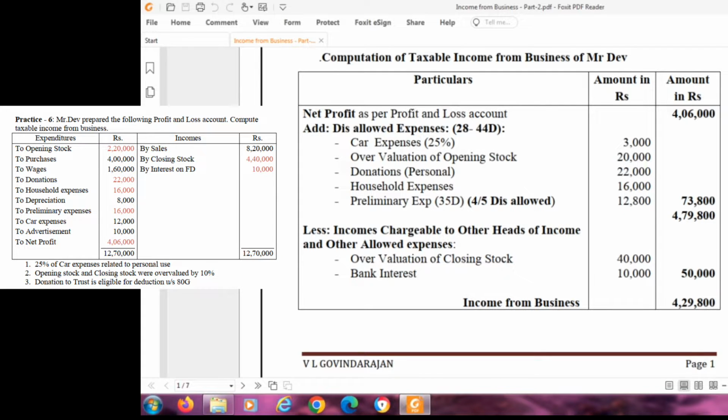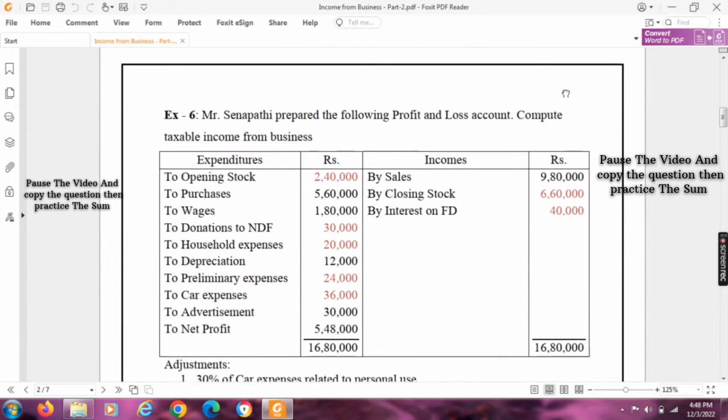Now the credit side, sales, business nature. Closing stock we already covered. Interest on FD, fixed deposit, that was income from other sources nature, so that should be deducted here. Okay. So balancing it, the actual income from business will be 4,29,800. In the same pattern, the listeners can practice exercise 6.